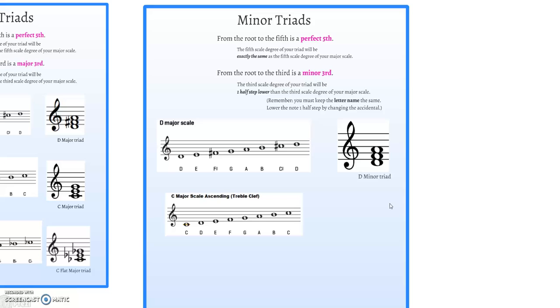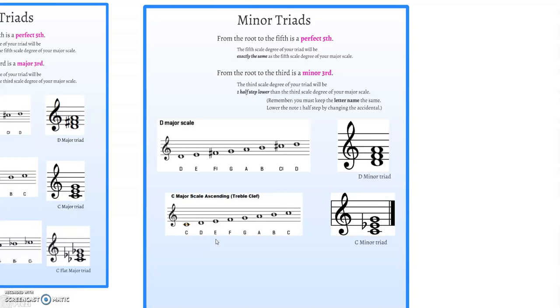Second example, also a pretty easy one. C major, no sharps, no flats. We need the 5th to be exactly the same as it is here. That would be G. We need C on the bottom, G on the top, and we need the 3rd scale degree 1/2 step lower. So a 1/2 step lower than natural, which is no accidental, is a flat. So we need C, G, and E flat to make our C minor triad. Here it is, C, E flat, G.